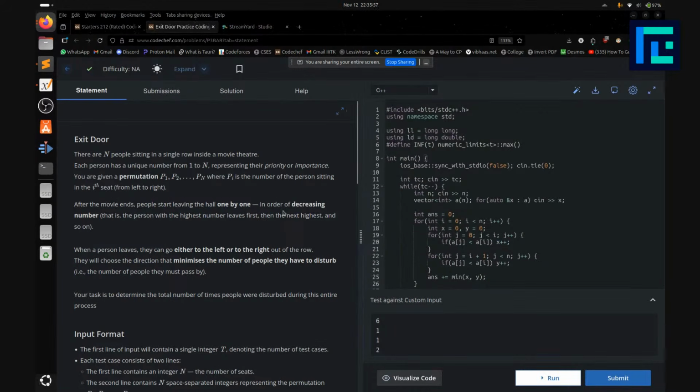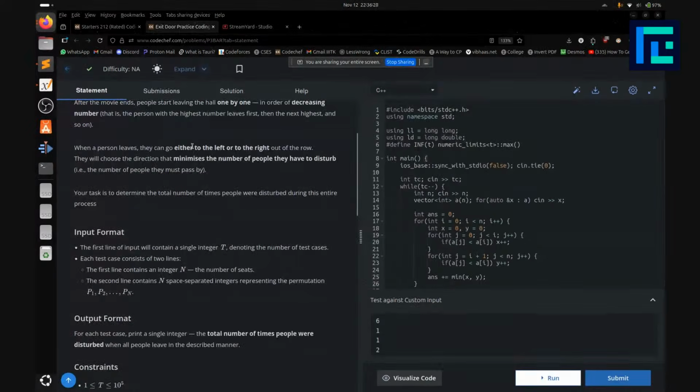Okay, so the first problem, pretty simple, so we won't spend too much time. Exit door. There are n people sitting inside a single row in a movie theater. Each person has been assigned a number from 1 to n. So, basically, their numbers are a permutation from 1 to n. After the movie ends, people start leaving the hall one by one in order of decreasing number. That is, the person with the highest number leaves first, then the second highest, and so on. When a person leaves, they can go either left or right out of the row. They will choose the direction which minimizes the number of people they disturb. Now you have to count the total number of people disturbed.